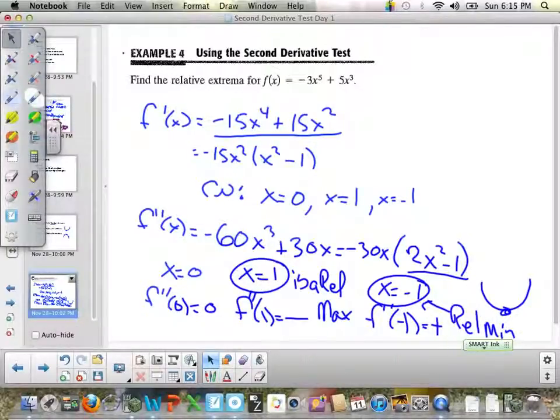All right? So in review, the second derivative test, the second derivative helps you find concavity. Concave up like a cup, the second derivative is positive. Concave down like a frown, the second derivative is negative.